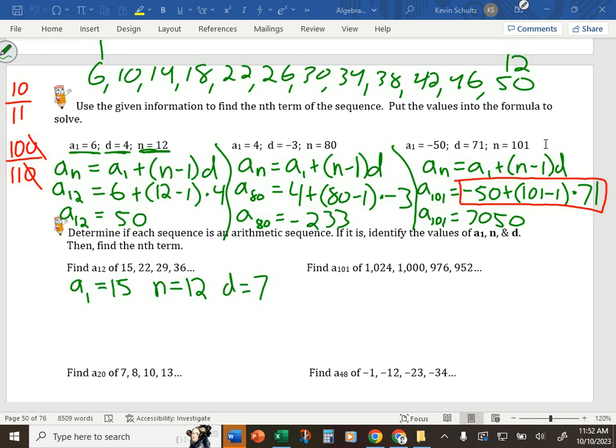But first you've got to determine, is it arithmetic? Not all 4 of them are. There's one that is not. There's your hint. And if it's not arithmetic, you can't use this formula. There's nothing you can do. Say, I'm done. But only one of them is not an arithmetic sequence.